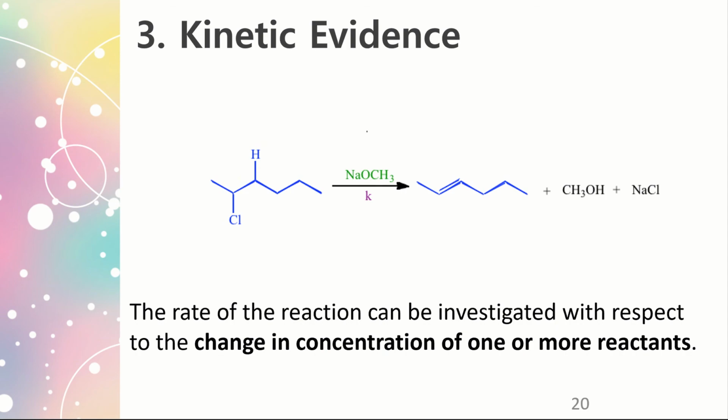So the third area that we're going to look at is kinetic evidence. All right, so here we have a reaction of an alkyl halide with a base, right? And we have the formation of a double bond, alcohol and sodium chloride. So the rate of the reaction can be investigated with respect to the change in concentration of one or more reactants.